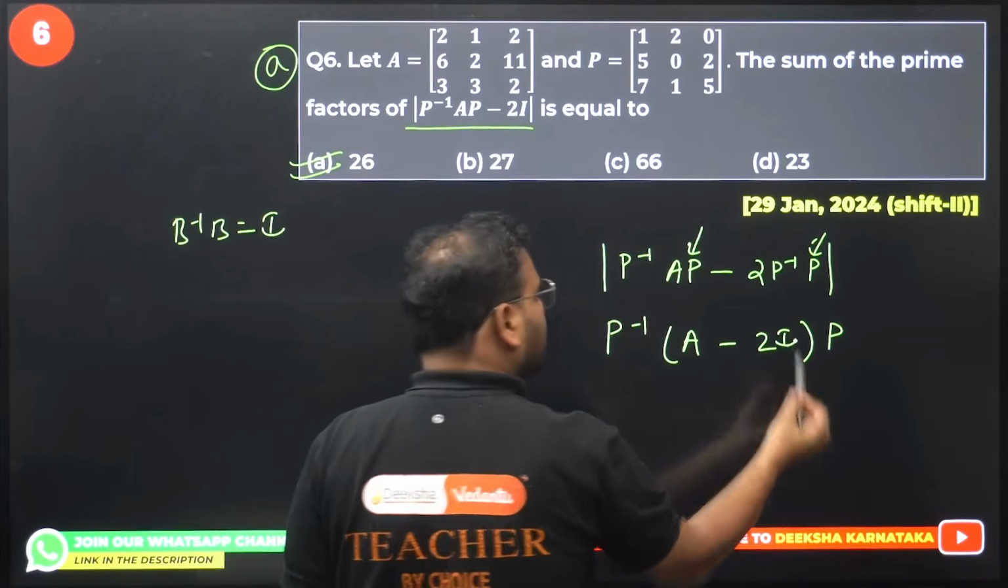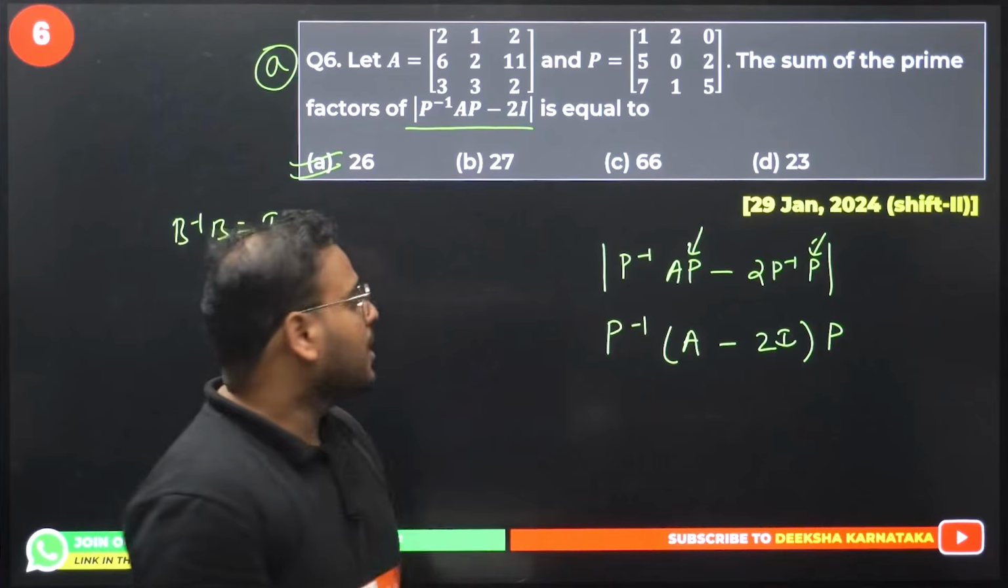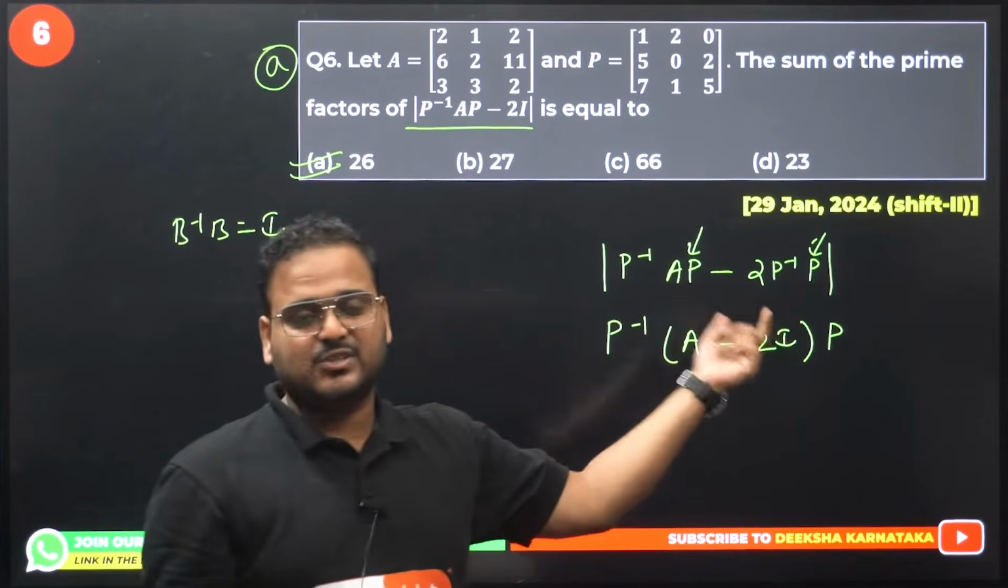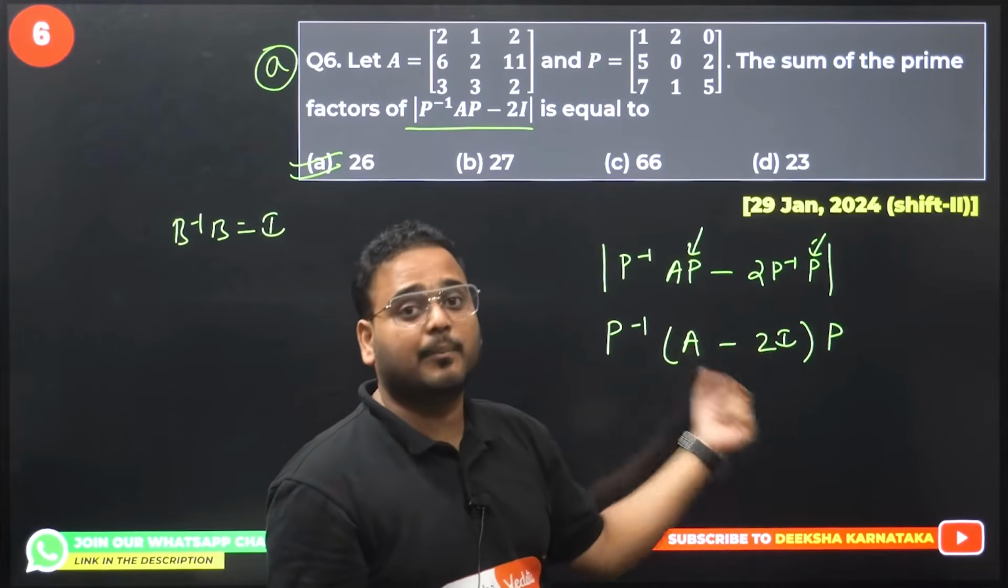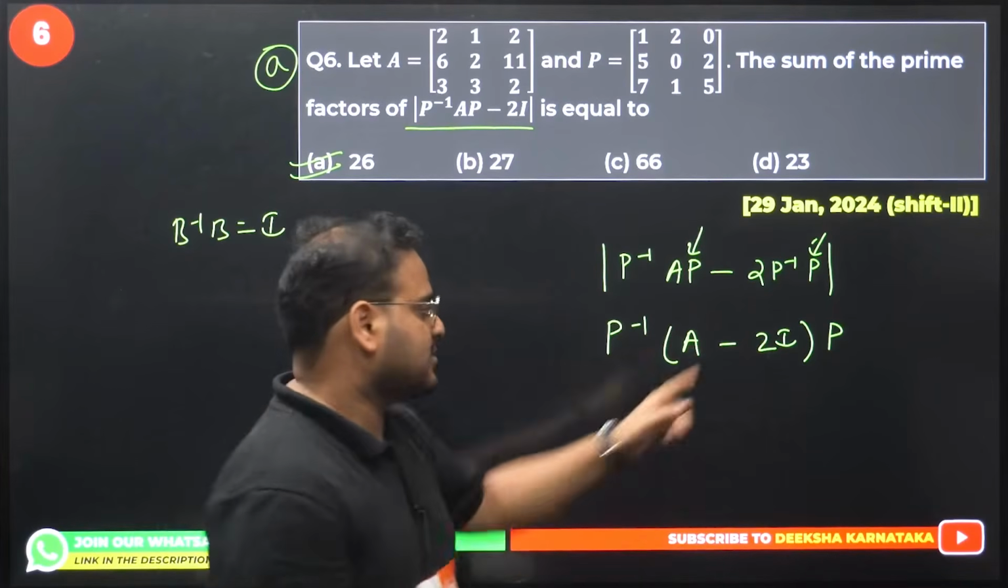There is not 2, it is 2I. Because P inverse P is a matrix. It's not a number, okay? If you remove that out, only 2 left means it becomes a number. I have to make it a matrix, so 2I.